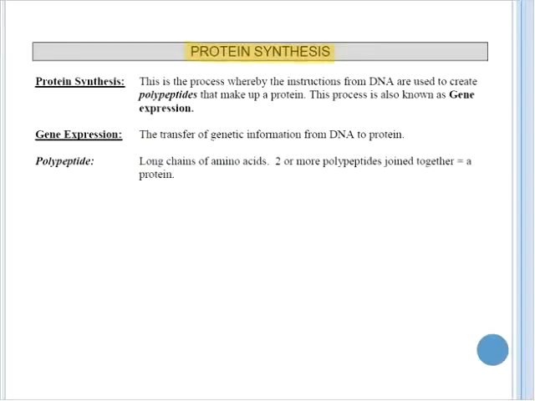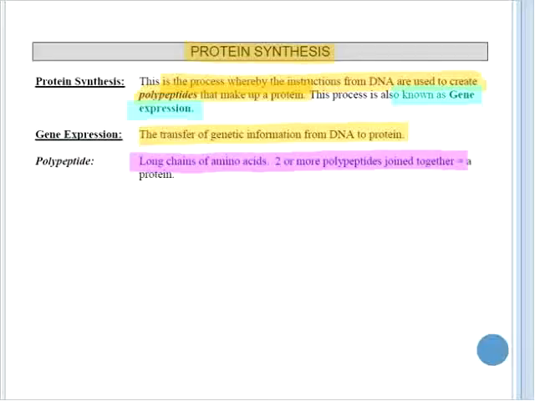Protein synthesis is the process whereby the instructions from DNA are used to create polypeptides that make up a protein. This process is also known as gene expression. Gene expression, by definition, is the transfer of genetic information from DNA to a protein. And a polypeptide is a long chain of amino acids. Two or more polypeptides joined together is the same as a protein.